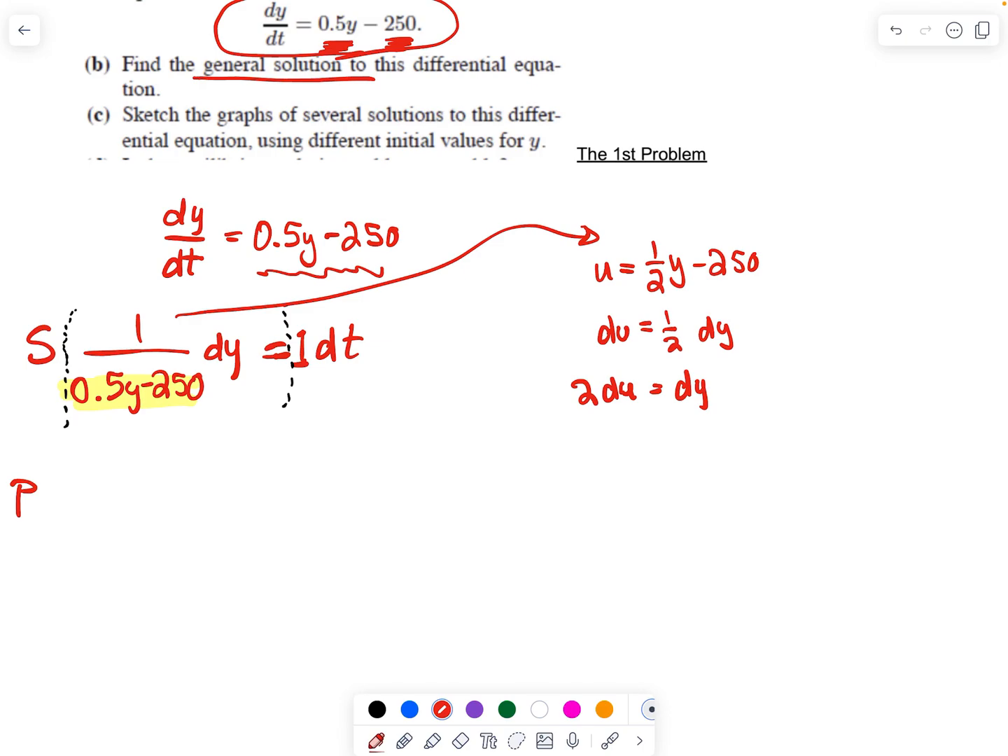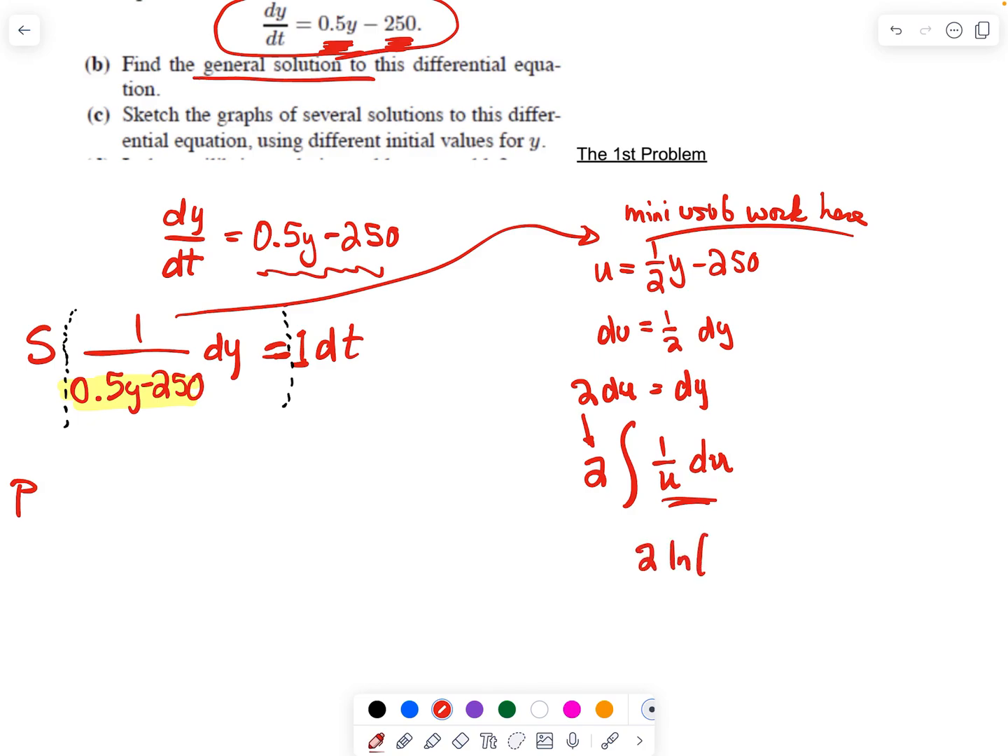So that integral then, I'm just going to continue the side work. This is the mini u sub work here. That means our integral is going to be 2 times the integral of 1 over u du. That's what u sub does. It makes something very much easier to integrate. So that means we're going to have 2 natural log of 1/2 y minus 250.